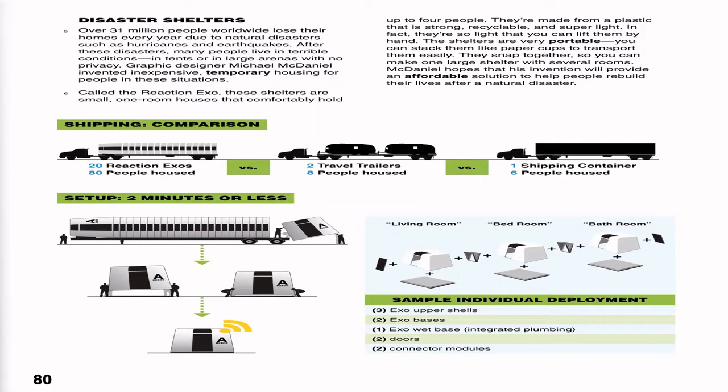Called the Reaction XO, these shelters are small, one-room houses that comfortably hold up to 4 people. They're made from a plastic that is strong, recyclable, and super light. In fact, they're so light that you can lift them by hand. The shelters are very portable. You can stack them like paper cups to transport them easily. They snap together, so you can make one large shelter with several rooms. McDaniel hopes that his invention will provide an affordable solution to help people rebuild their lives after a natural disaster.